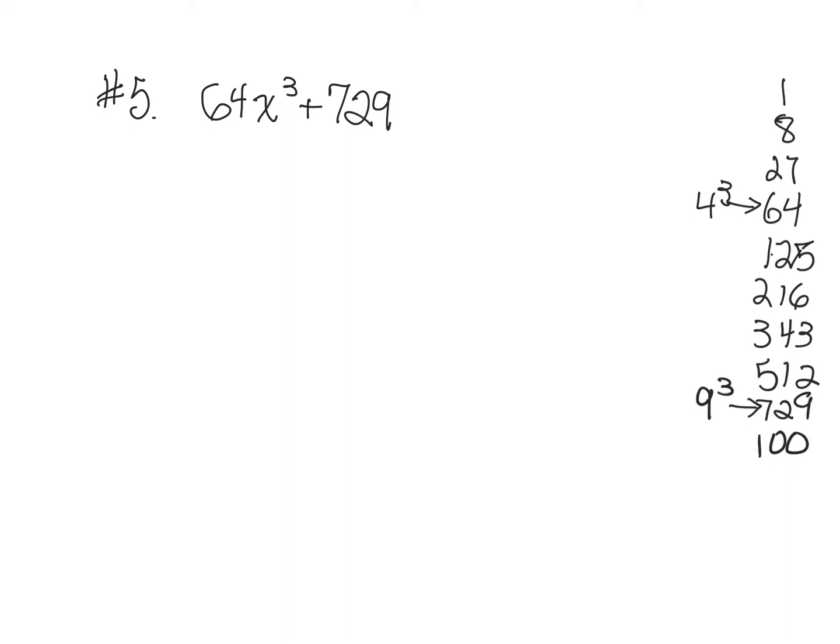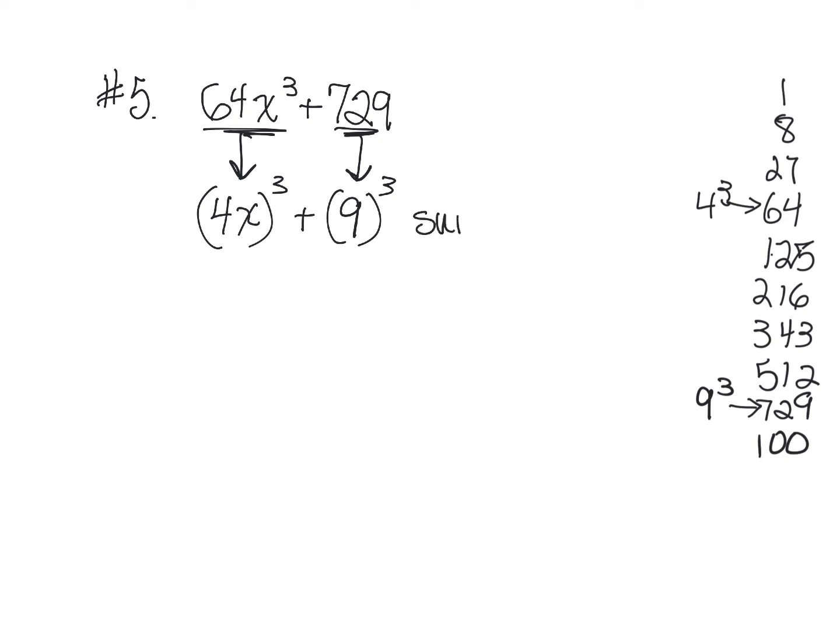So when I see these are both perfect cubes, 64x cubed is a perfect cube. It is 4x that has been cubed. 729 is a perfect cube, so that is 9 cubed. So that pattern fits the pattern called the sum of cubes. Since these are perfect cubes and they're added together, this pattern is called the sum of cubes.